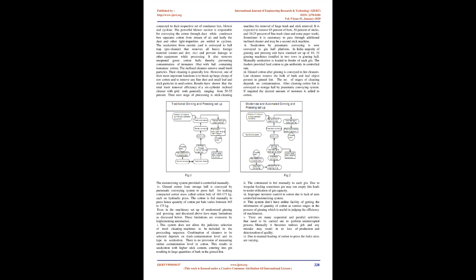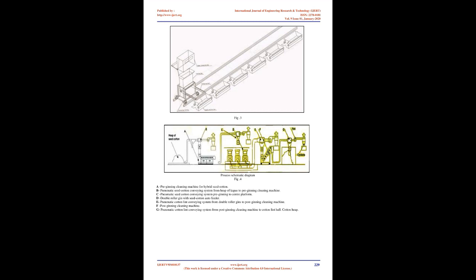The inclined cleaners remove small trash particles. Their cleaning is generally low. However, one of their most important functions is to break up large clumps of raw cotton and to remove any fine dust and small leaf and stick particles in seed cotton. Results have shown that the total trash removal efficiency of a 6-cylinder inclined cleaner with grid rods generally ranges from 50 to 55%.